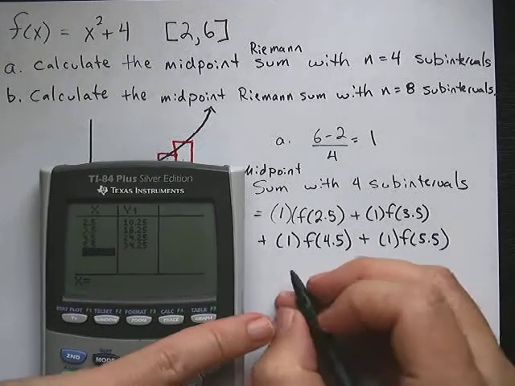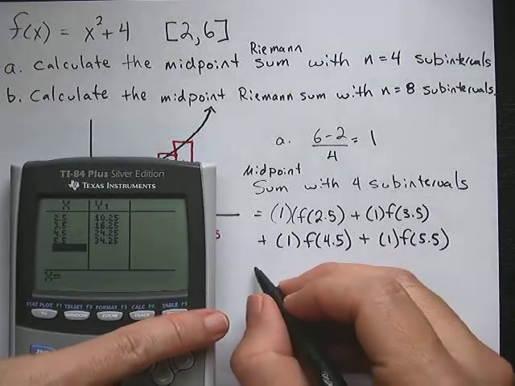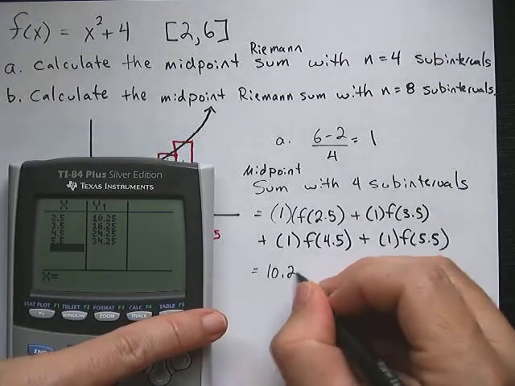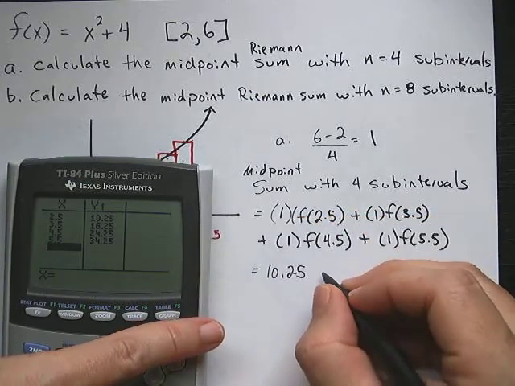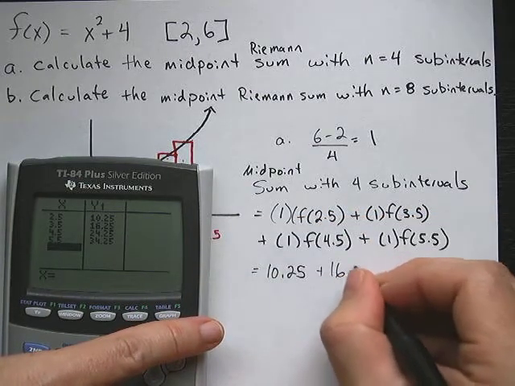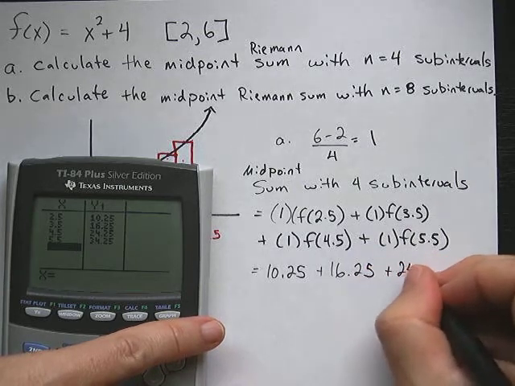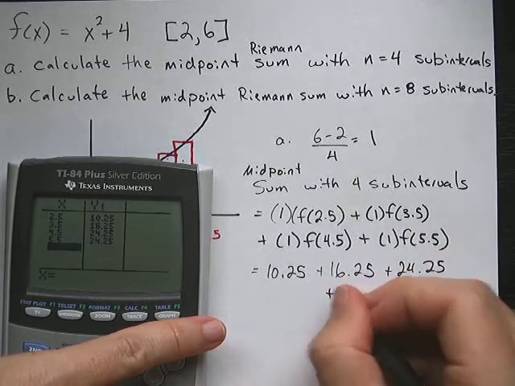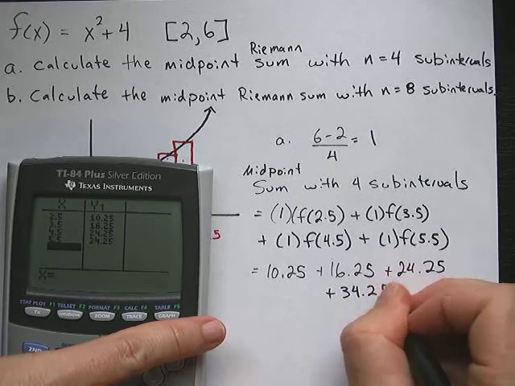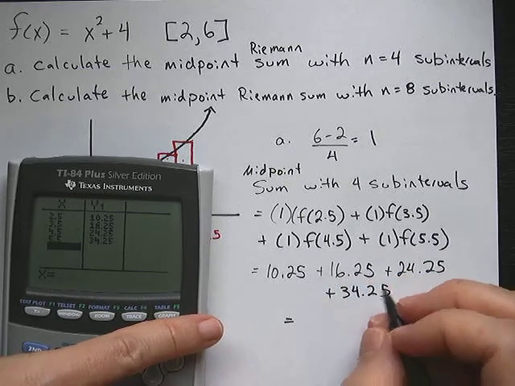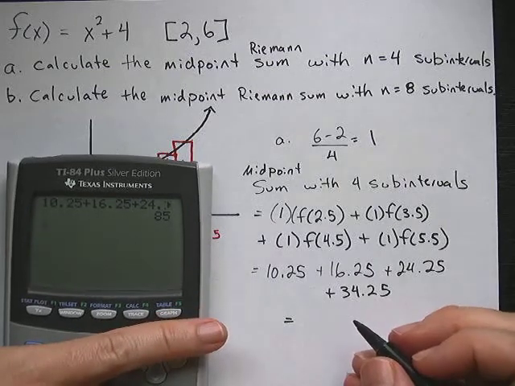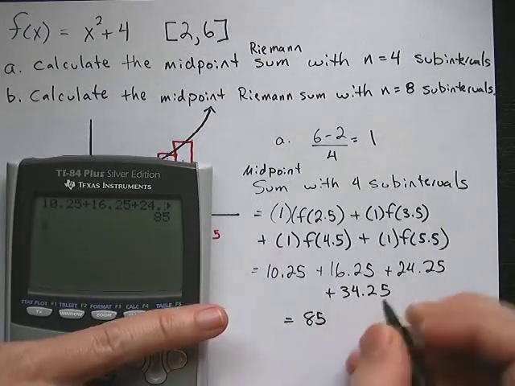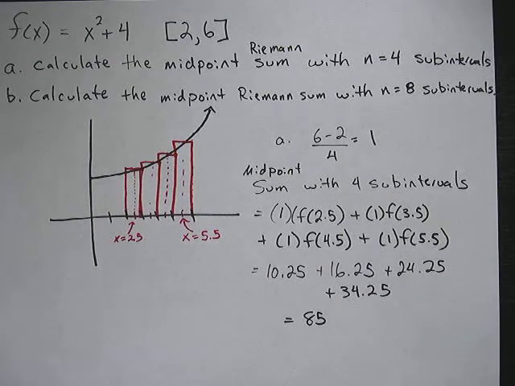That ends up being 10.25. Remember, it's multiplied by 1, so that doesn't change it, plus 16.25, plus 24.25, plus 34.25. If you add all those up, you will get 85. So the midpoint sum with 4 subintervals is 85.